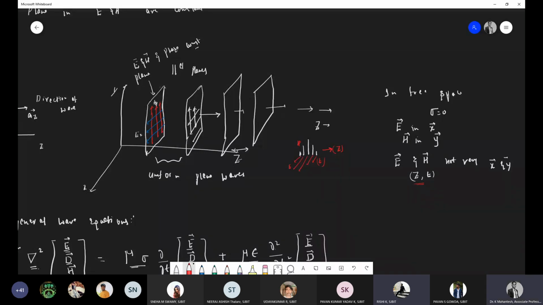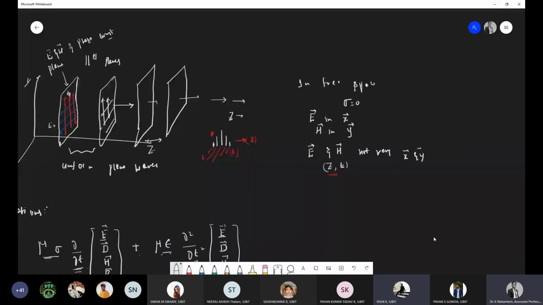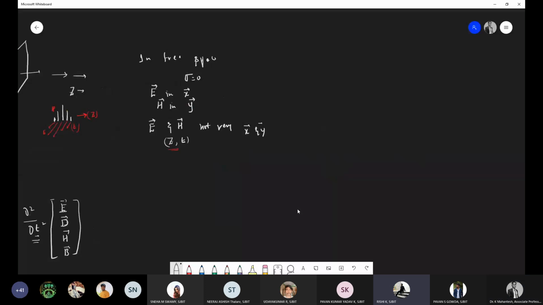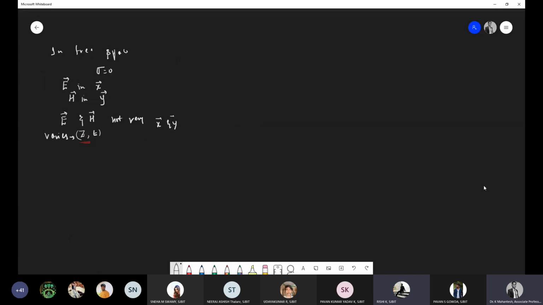So this is a very important concept before we go to the next topic. E and H are mutually perpendicular to each other, and E and H will not vary with respect to x and y, but vary with respect to Z and T. Therefore, E and H are mutually perpendicular to each other, and EM waves are called transverse EM waves, and hence this kind of electromagnetic waves are known as transverse.